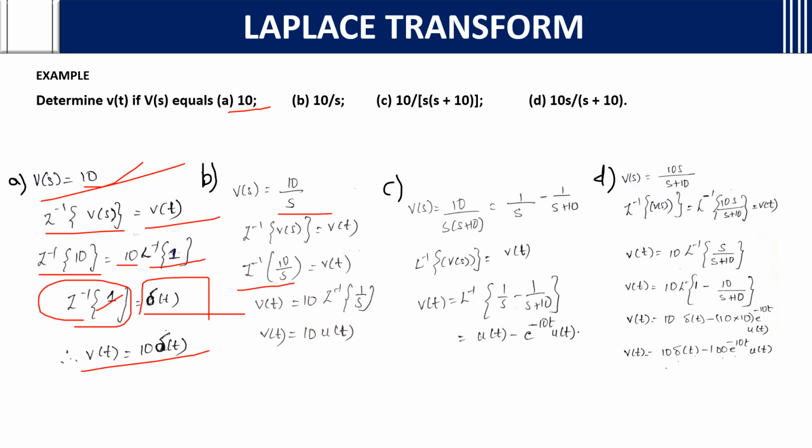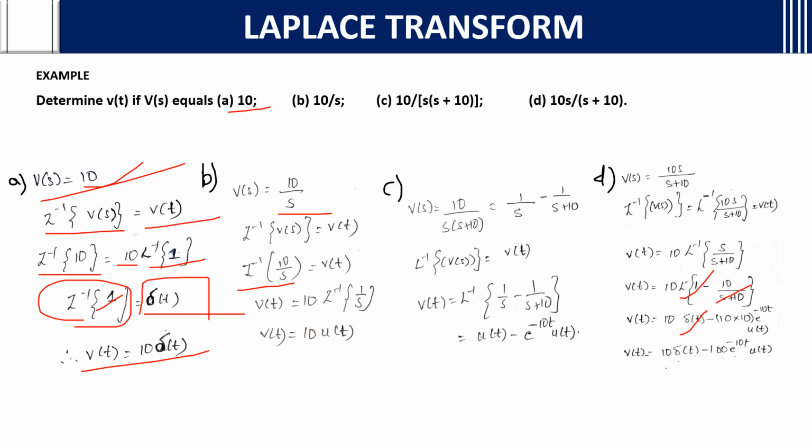Then v of s is equal to 10s by s plus 10. So Laplace inverse of v of s is equal to Laplace inverse of 10s by s plus 10. If you take 10 out, s by s plus 10. You can write it as 1 minus 10 by s plus 10; if you take LCM, s plus 10 minus 10, the 10s cancel, and you get s by s plus 10 only. So Laplace inverse of 1 is delta t. And Laplace inverse of 10 by s plus 10 is 10 into 1 by s plus 10, in the form of e power minus alpha t. So e power minus 10t, 10 into 10 becomes 100 e power minus 10t u of t.